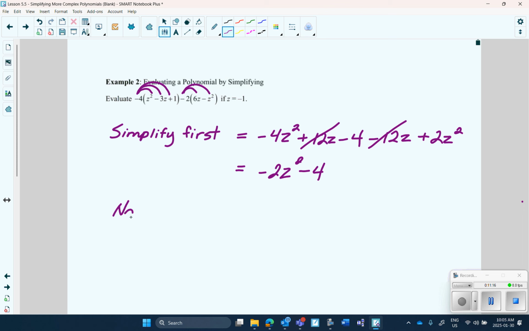So now, evaluate. We have to plug -1 in for z using parentheses. Minus 4. We've got to remember our order of operations. What do I do first? So -1 all squared is 1 times -2. So we get -2, subtract 4. -6 is our final answer. Good.